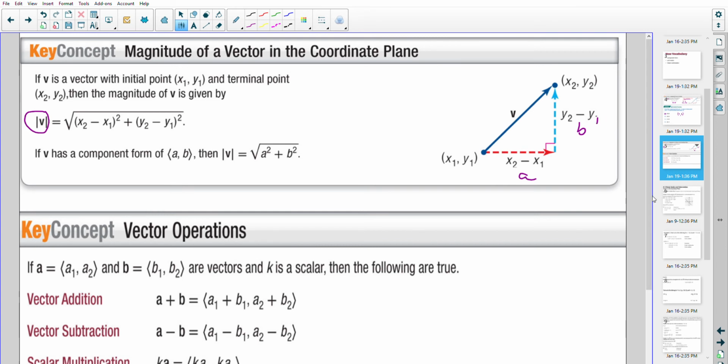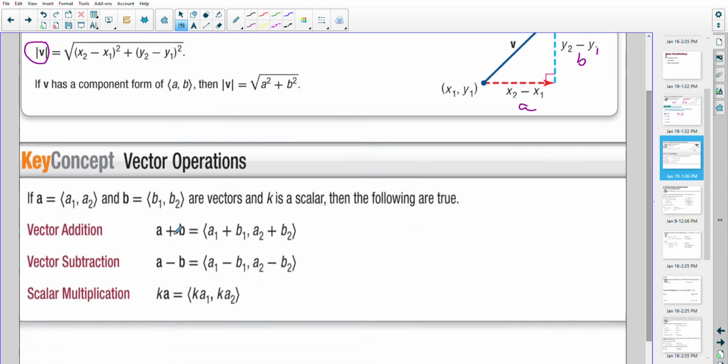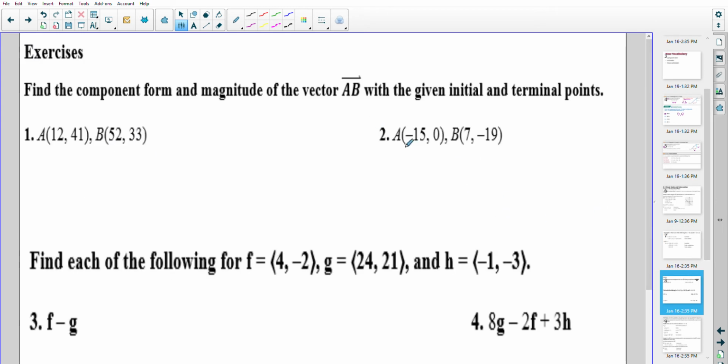You can do things with vectors. You can add vectors, you can subtract vectors, and you're just looking at adding the certain parts to them or subtracting the parts. And then scalar multiplication is just multiplying a number, a scalar, times a certain vector. So let's take a look at doing a couple examples.